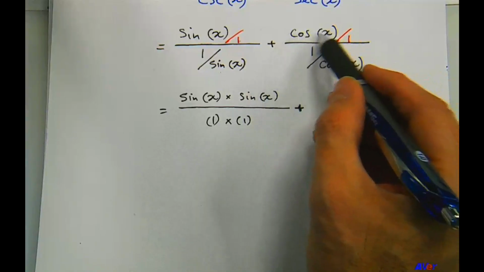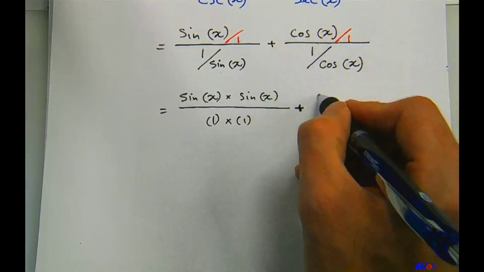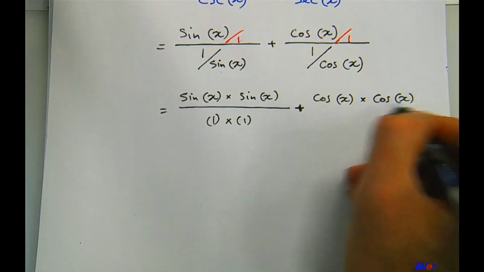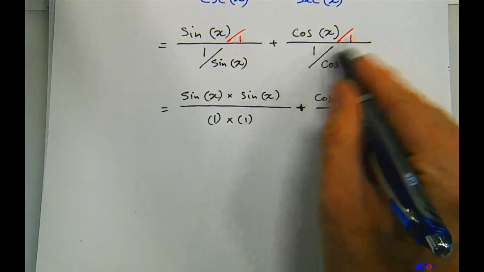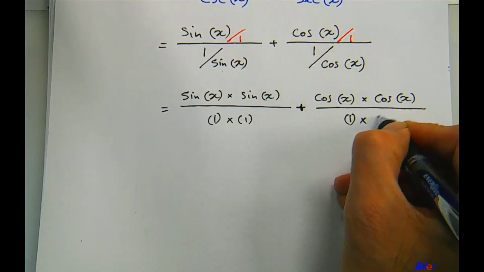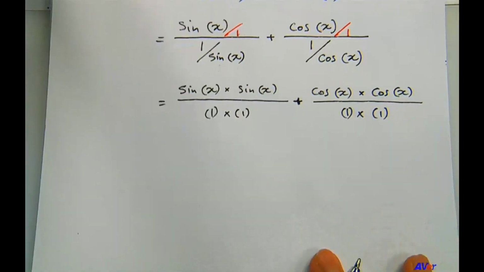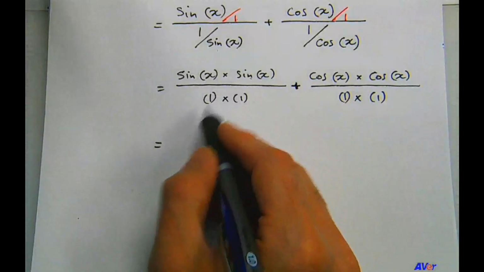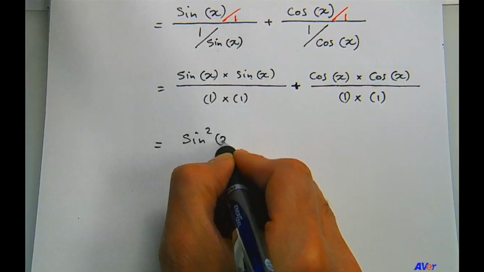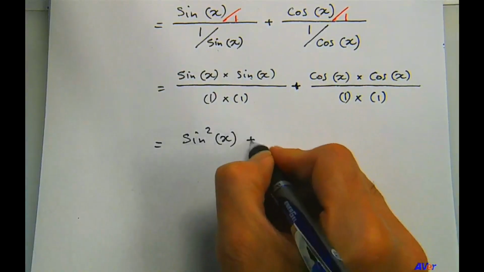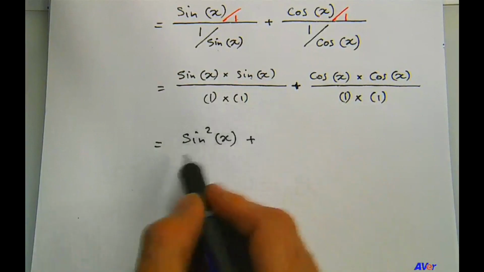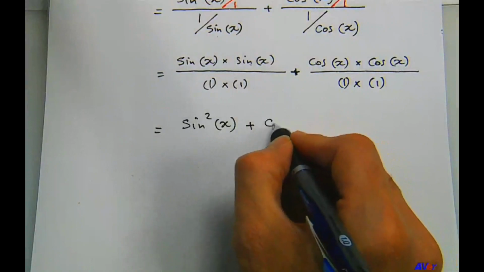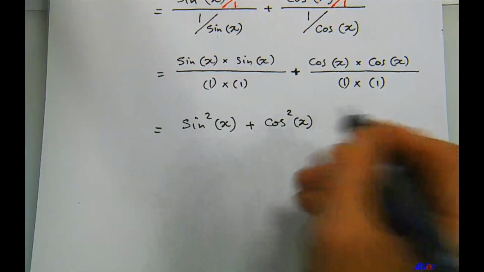The farthest terms here are cosine of x and cosine of x. So we're going to multiply them by each other. Divide that by the nearest terms, 1 times 1. Okay. So sine of x times sine of x, it's sine squared x, plus cosine x times cosine x is cosine squared x, over 1. It's the same thing.